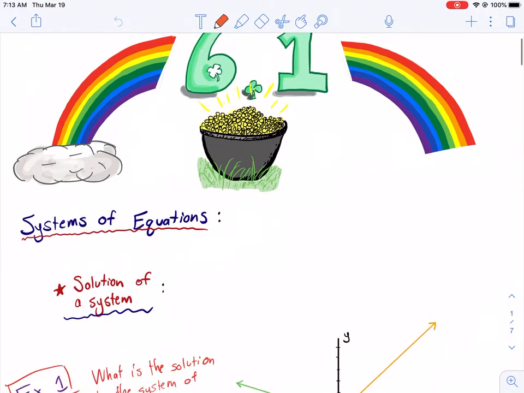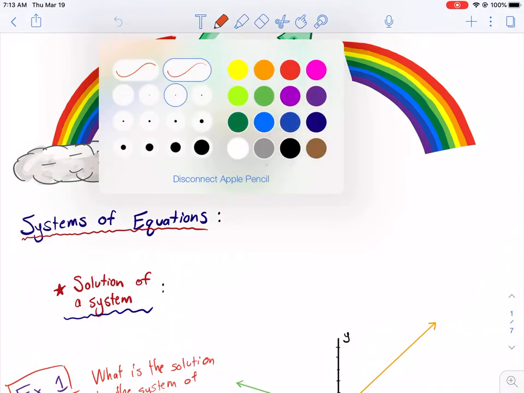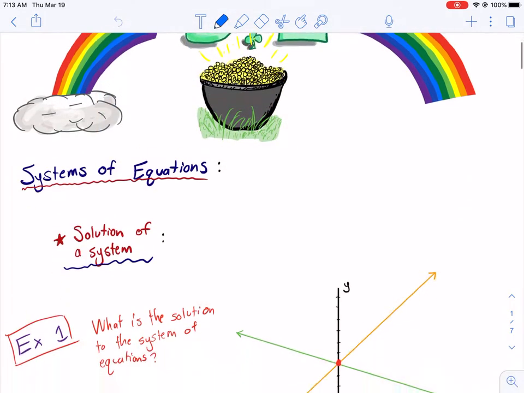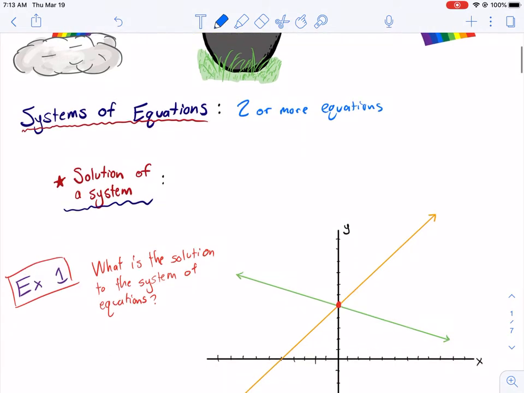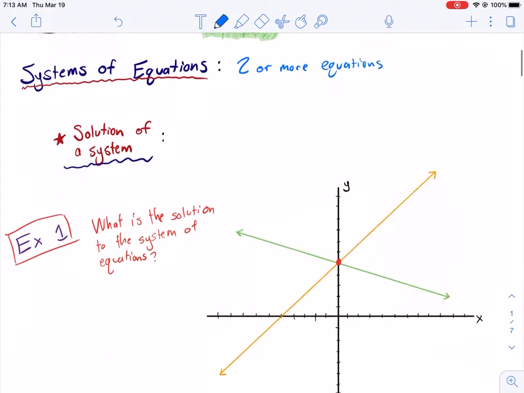So the first thing we need to understand is what is a system of equations. We know the word equation, and that's an expression with an equal sign and terms on both sides. What about a system? A system is simply two or more equations. And generally for this section we're going to be specifically talking about two equations. So just two equations, but it has a potential for more than two.